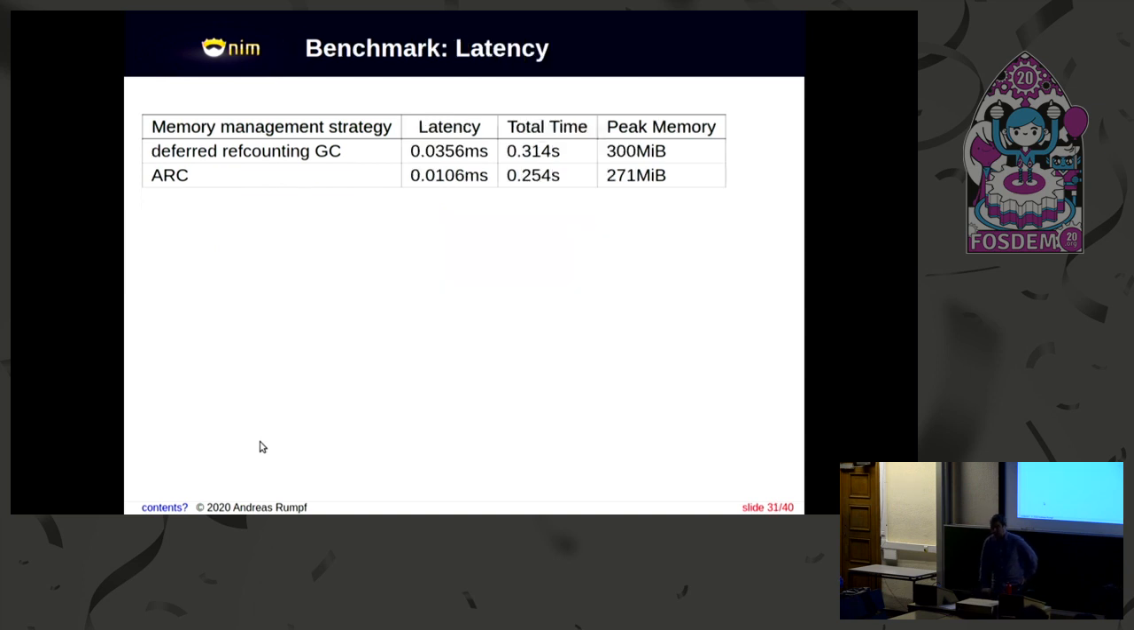There's a different benchmark for latency. I don't have the source code for this, but previously we had a soft real-time garbage collector, and the latency was 0.03 milliseconds for this benchmark. And now with ARC, it's better by over a factor of 3. The total runtime has been reduced also, and the peak memory consumption is also better. So not just throughput is better, but also latency.